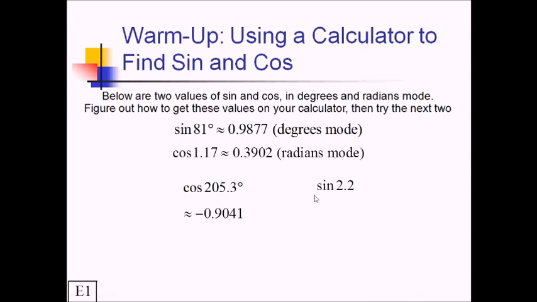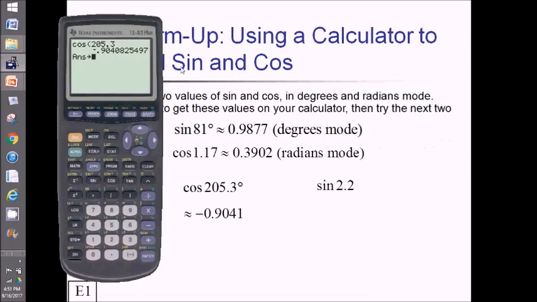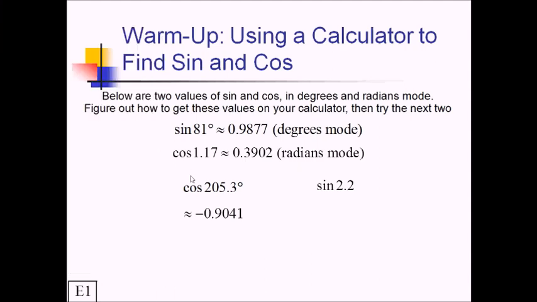Now we're going to do sine of 2.2. Let's see if we get the same thing there. So let's go back to mode, because we already changed it to degrees. Now we have to change it back to radians. So we've got sine of 2.2 equals about 0.8085. So there you have it.